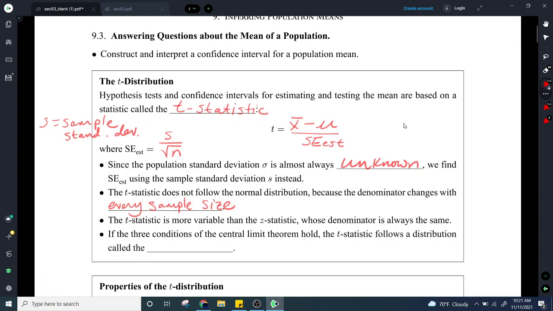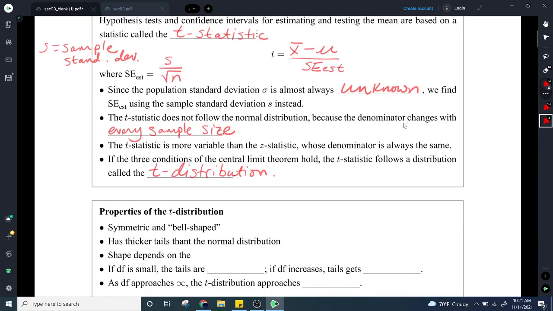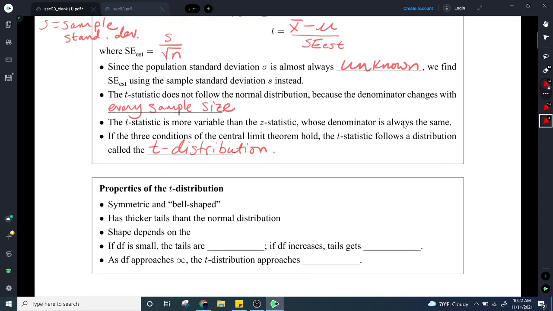If the three conditions of the central limit theorem are met, then the t-statistic follows a distribution that we call the t-distribution. And honestly, I'm not going to have you do a whole lot with the t-distribution directly. We're going to use StatCrunch to figure a lot of this stuff out. So don't get too overwhelmed by the new information. I want you to think big picture here. We're still estimating a confidence interval, just like we did back in chapter 7. The principle of that is not going to change.